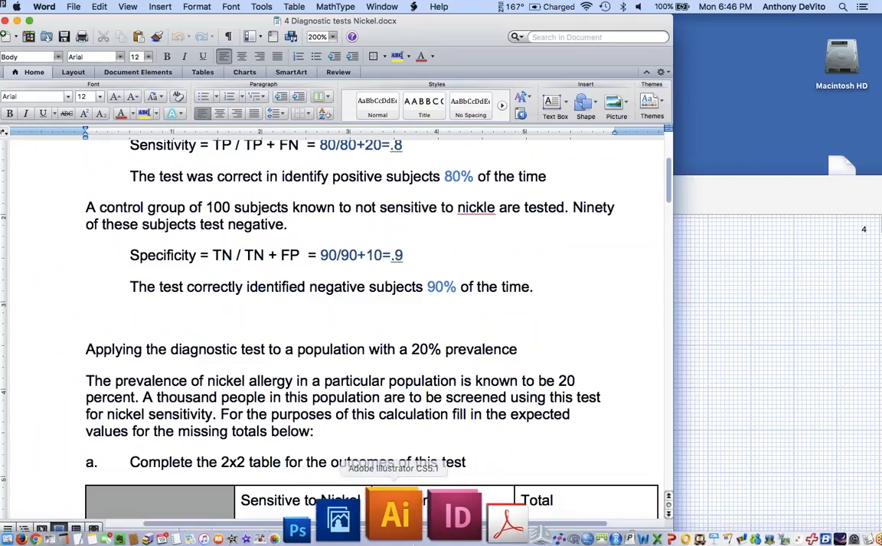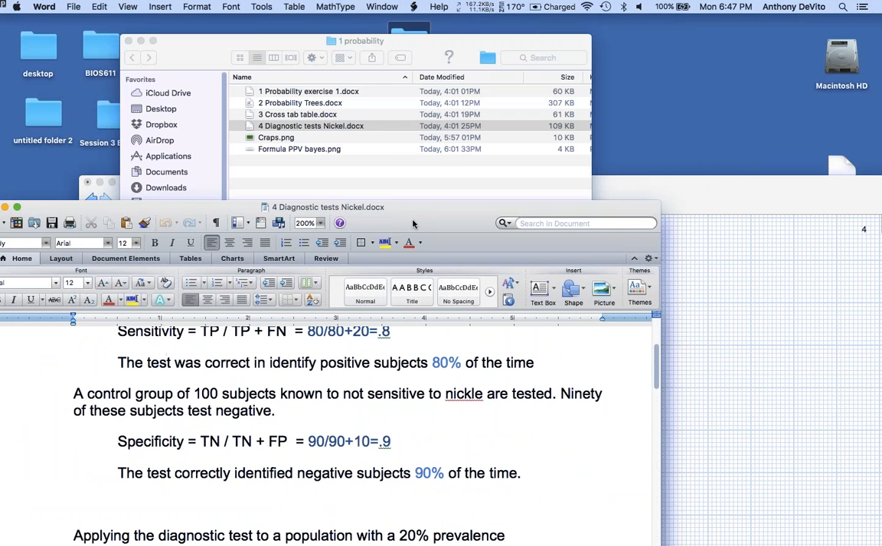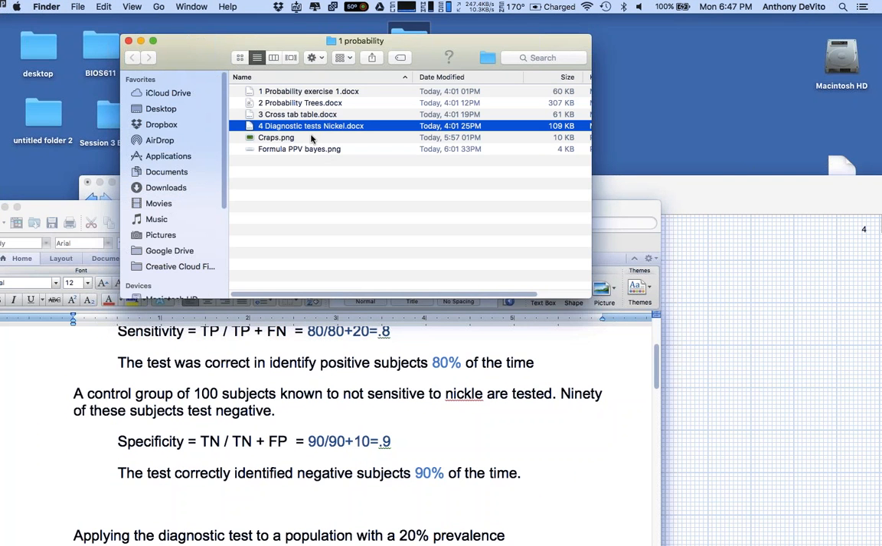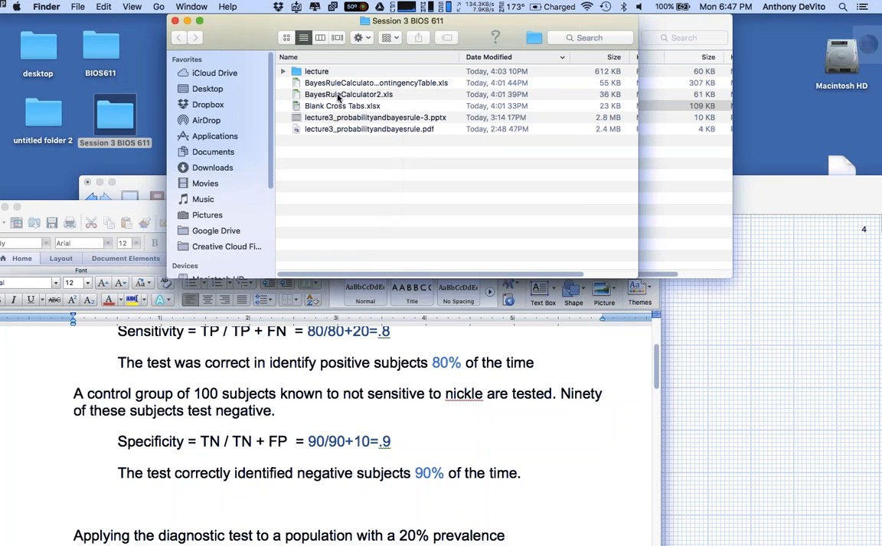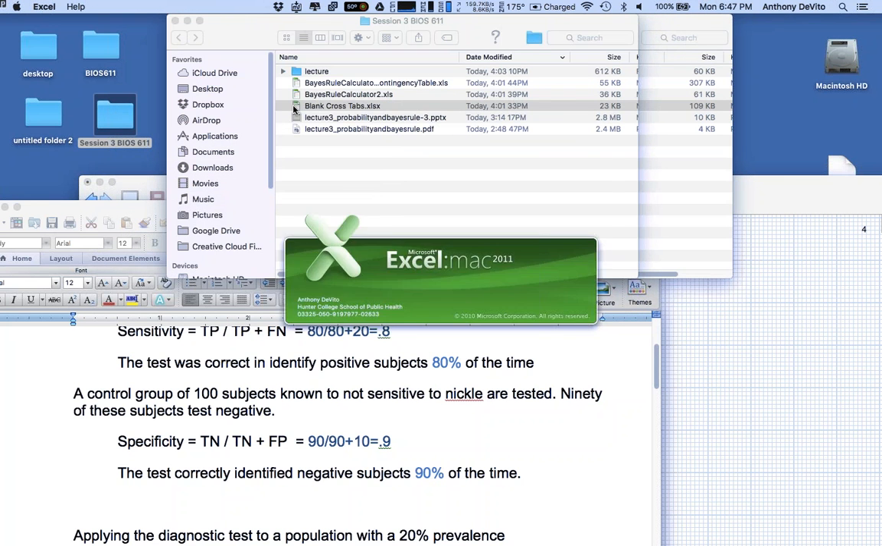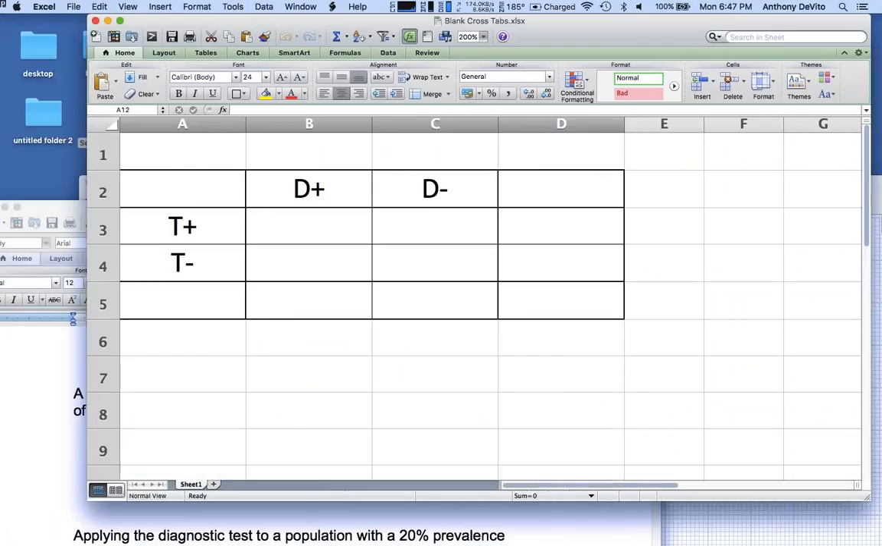Okay, so now I'm going to open up a spreadsheet I have here, just an outline of a spreadsheet, just to save a little bit of time. Okay, here we go. Good. Okay, so I have a table here that I've created.